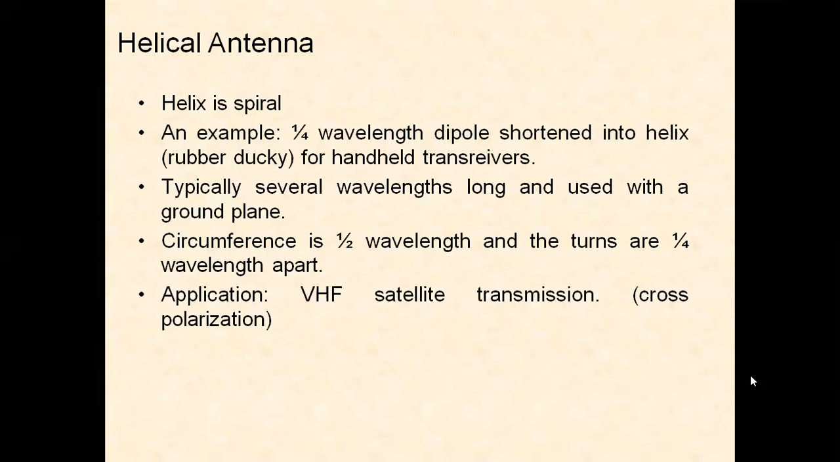Applications: used for VHF satellite communication. It can be used as a circular polarization, that is cross polarization. Used for VHF, UHF microwave transmission through satellite. It is used for satellite tracking. Used as a broadband VHF and UHF antenna to provide circular polarization.